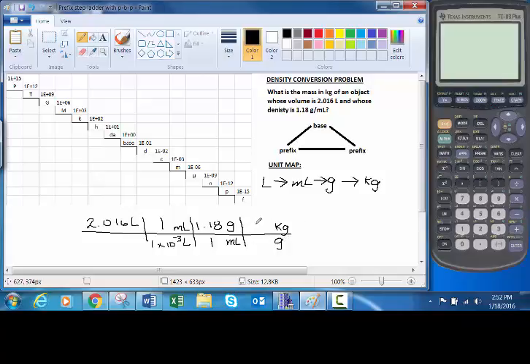Just as before, we can put the number 1 with our prefix kilo, and according to our stair-step ladder, there are 1 times 10 to the 3 grams for every 1 kilogram. So we'll say 1 times 10 to the 3 grams in 1 kilogram.